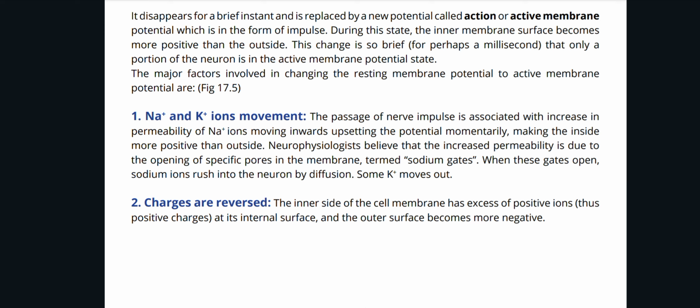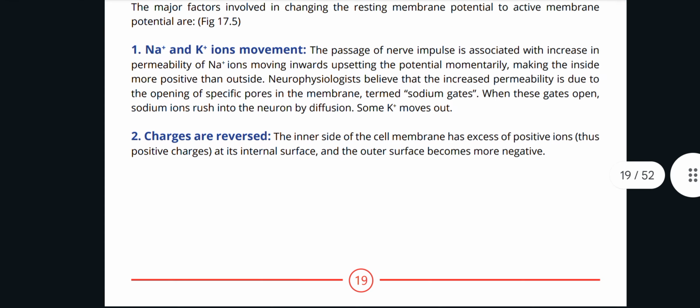1. Sodium and potassium ion movement. The passage of nerve impulse is associated with increase in permeability to sodium ions, with sodium ions moving inwards, upsetting the potential momentarily, making the inside more positive than outside. Neurophysiologists believe that the increased permeability is due to the opening of specific pores in the membrane, termed the sodium gates. When these gates open, sodium ions rush into the neuron by diffusion, and some K positive ions move out. Number 2, charges are reversed. The inner side of the cell membrane has excess of positive ions and thus positive charges at its internal surface, and the outer surface becomes more negative.